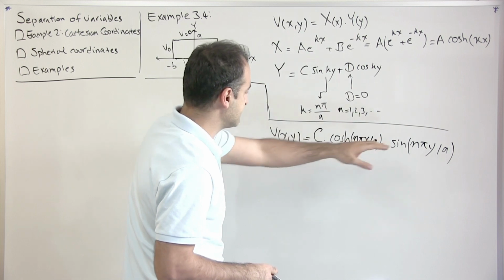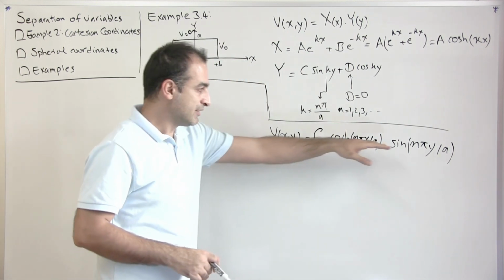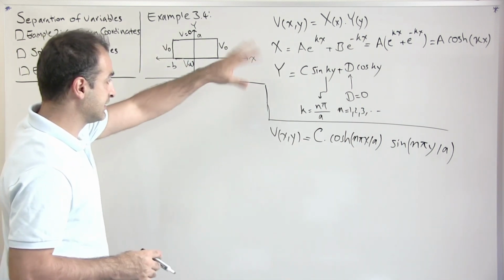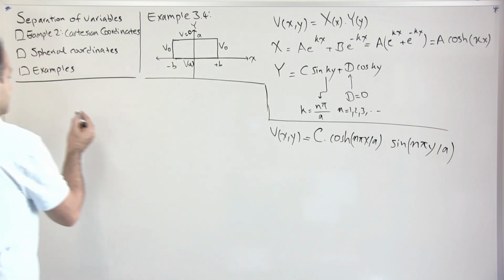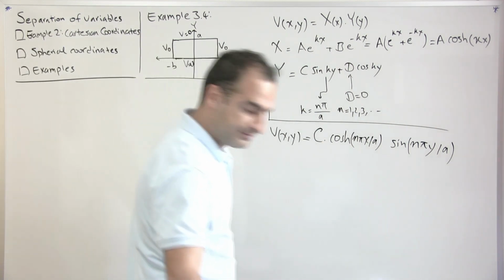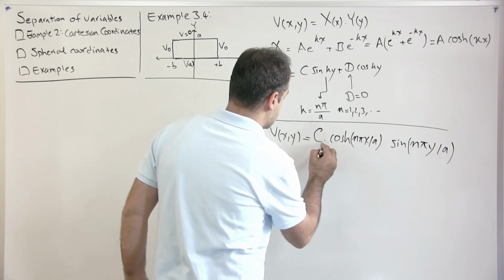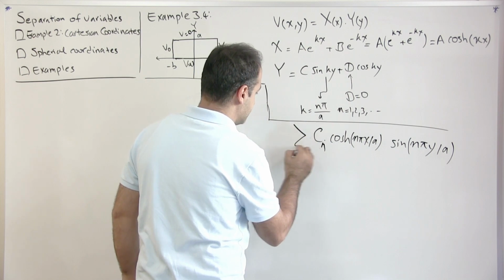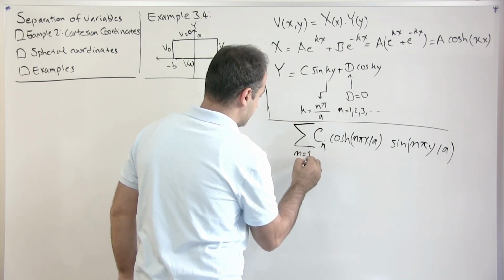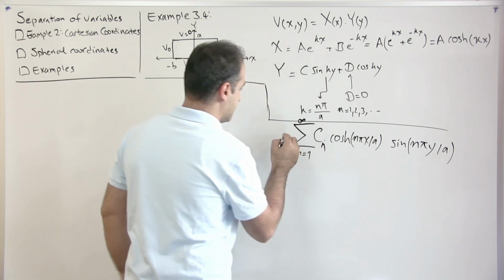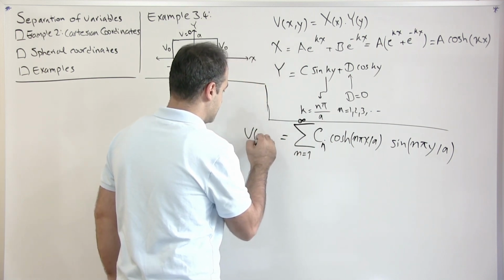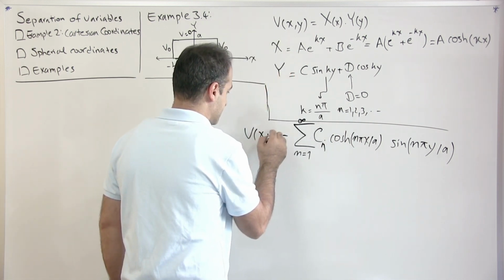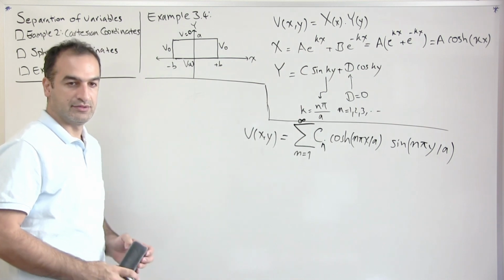And again, if this is a solution, any linear combination of this answer with different values of n should satisfy the Laplace equation and the rest of the boundary conditions too. So I'm going to rewrite that with a coefficient Cn, because we are doing a linear series for this, and I can sum this over n. N can be from 1 all the way to infinity, and this is the v of x,y. This is the general solution so far.